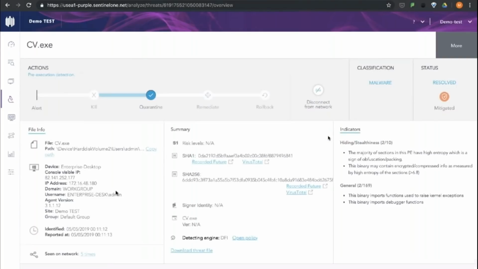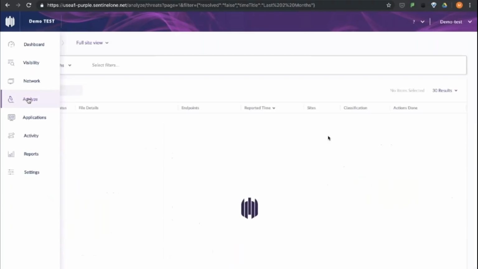And there's a lot of information that we can see. We can see where it was, what it was called, what IP address the device is at, what the hash was for that device, and of course, what the indicators of threat were that we used to determine that that was a threat.